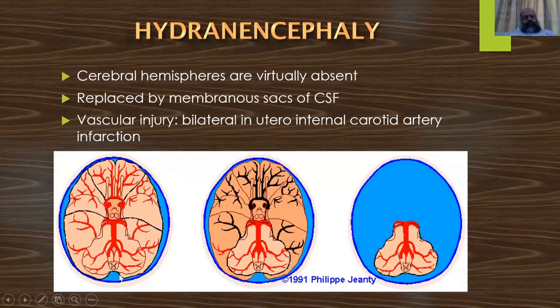Here it is, the normal brain. And here you can see the cerebral hemisphere virtually absent, replaced by membrane sacs of cerebrospinal fluid. Vascular injury, bilateral in utero internal carotid arteries infarction. So internal carotid arteries are not formed. This is the condition of hydranencephaly, in which the cerebral hemispheres are not formed, the vasculature is not formed. So we will just see the hindbrain. Here the hemispheres are there.